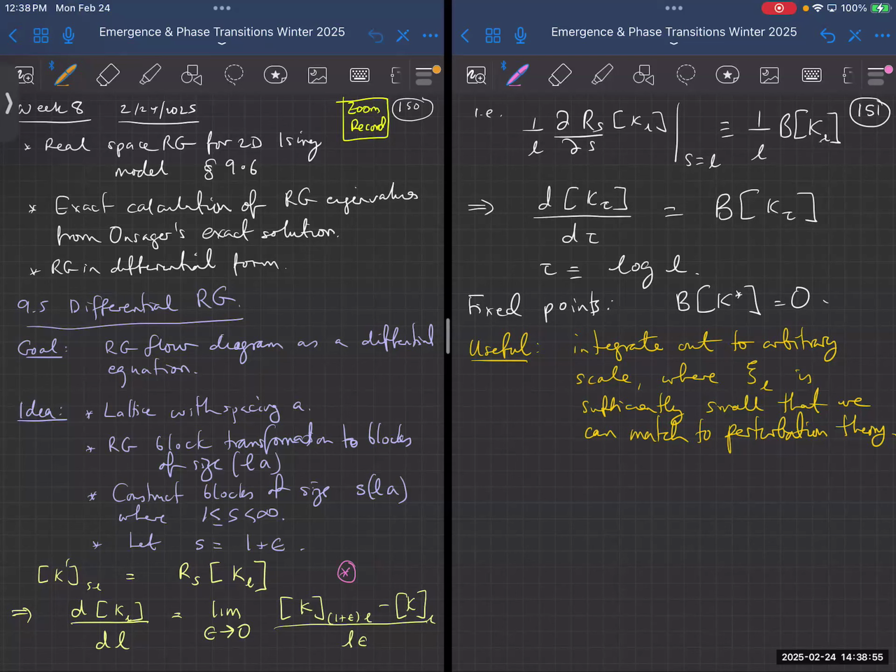Okay, so that being said, let me now change gears, and we're going to do section 9.6. We're going to do the renormalization group for the two-dimensional Ising model. And what we're going to do is actually a real space renormalization group. So let me show you exactly what I want to do. I'm going to take a picture here. I should have done this before, but I didn't.